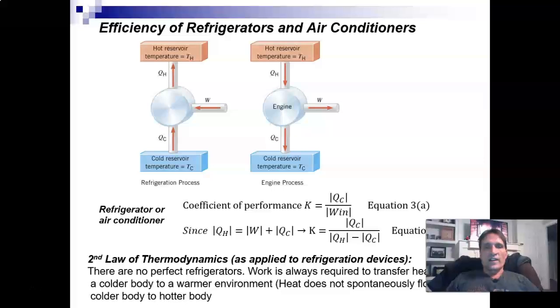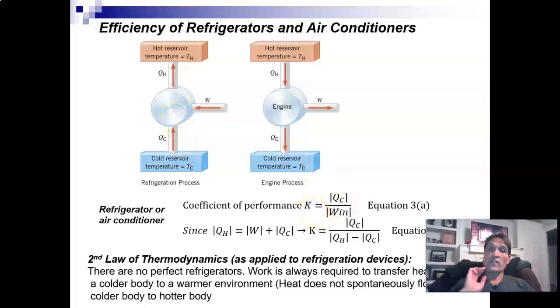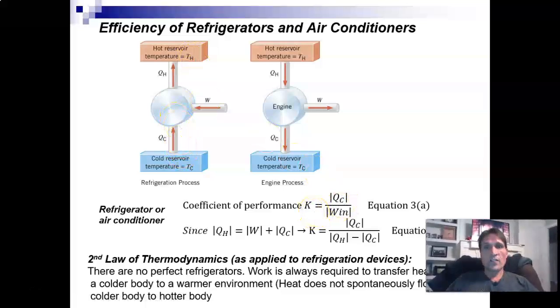Now, the second law of thermodynamics says that we can't have a perfect refrigerator. In other words, WN cannot be 0. We have to put some work in to move heat from cold to hot. And so a coefficient of performance of infinity is impossible by the second law of thermodynamics. So this is our equation for assessing the efficiency of a refrigerator.